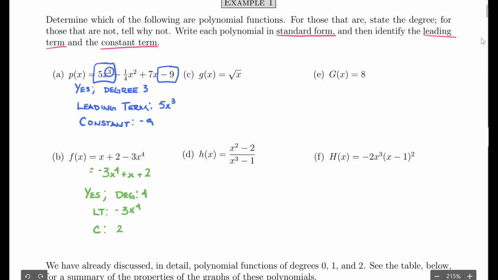For part C, we have this square root of x. Well, one thing that we want to remember is the square root of x can be expressed as x to the 1/2. Now, when you first look at this, okay, you see x is raised to a power. However, one of the key components of the definition of a polynomial is that the exponents are non-negative integers. 1/2 is not an integer. It is positive, but it's not an integer. It is a rational number. So this is not a polynomial.